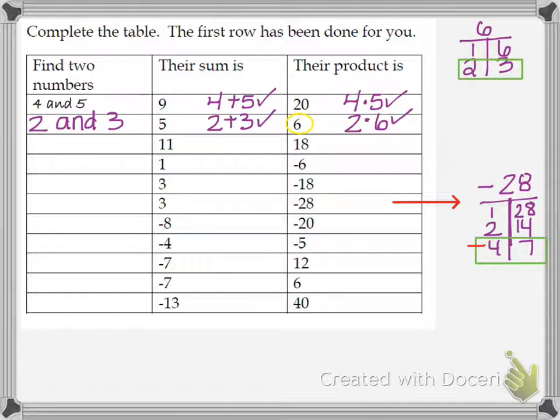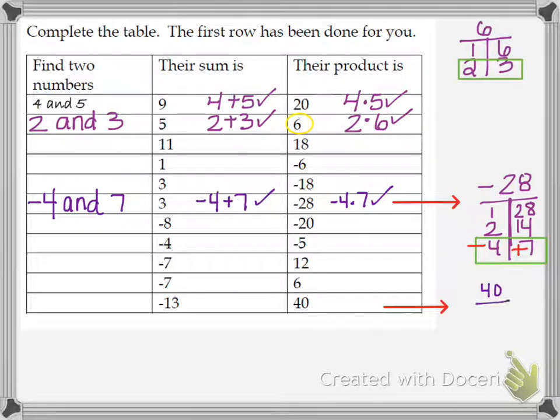So if I want a positive 3, it means the 4 has to be negative, but the 7 has to be positive. So the numbers that I want are negative 4 and 7, because negative 4 plus 7 gives me 3, but negative 4 times 7 gives me negative 28. All right, let's try another row. Let's do the very bottom row.